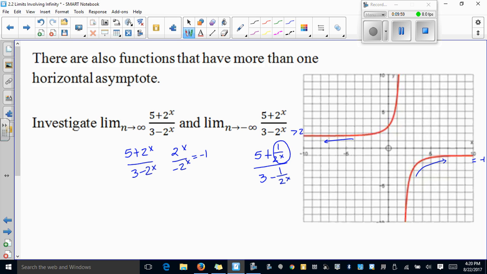5 over 3, which is just a little bit less than 2. Oh, I said it's going to be greater than 2. It's going to be less than 2. So the answer on this one is 5/3, where the answer on this one was negative 1. And this is where the unfortunate confusion went.